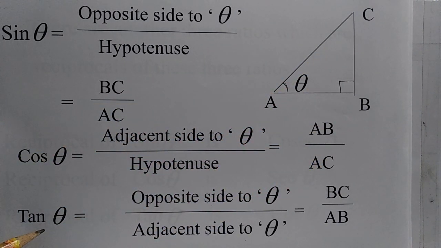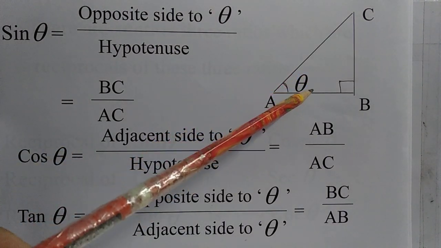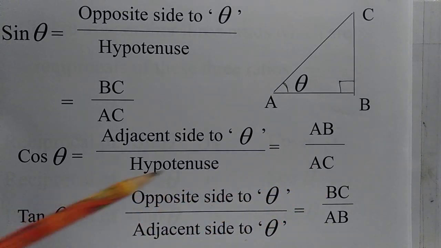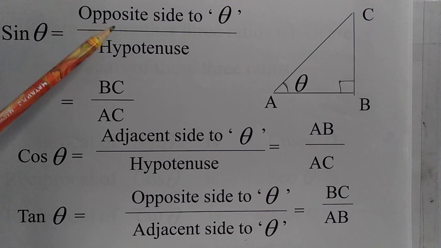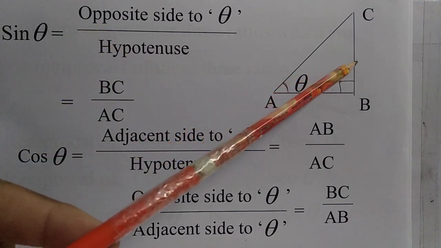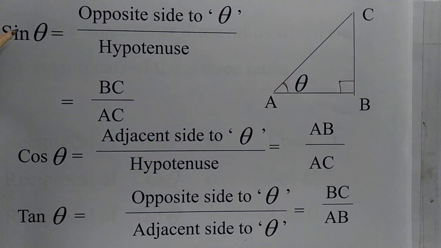And tan theta is defined as the ratio between opposite side to theta and adjacent side to theta. Here opposite side to theta is BC and adjacent side to theta is AB. So tan theta equal to BC by AB. Once again we learn: sin theta equal to opposite side to theta by hypotenuse, that is BC by AC.